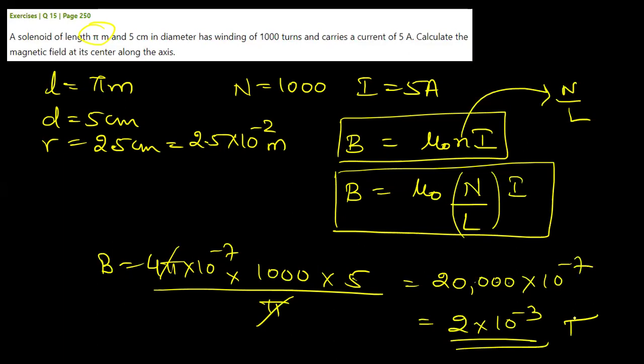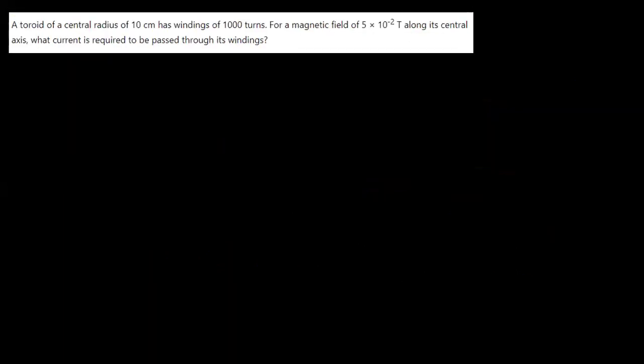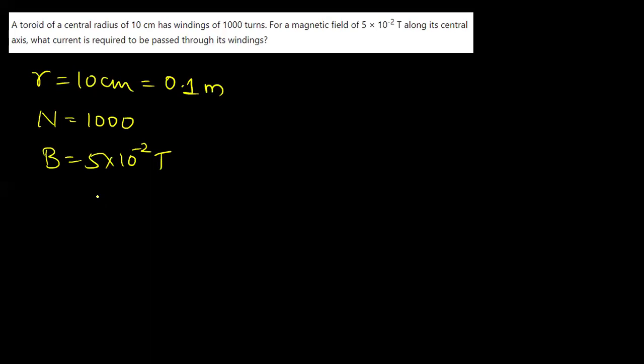Yes. Next, a toroid of narrow radius of 10 centimeter has 1000 turns. Radius is given as 10 centimeter, meaning 0.1 meter. Number of turns is given as 1000 turns of wire, for a magnetic field B given to us as 5 into 10 to the power minus 2 Tesla in the question.